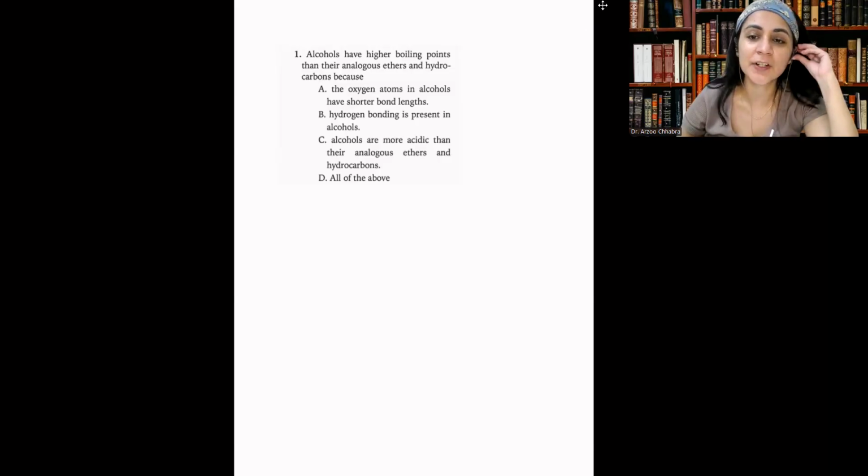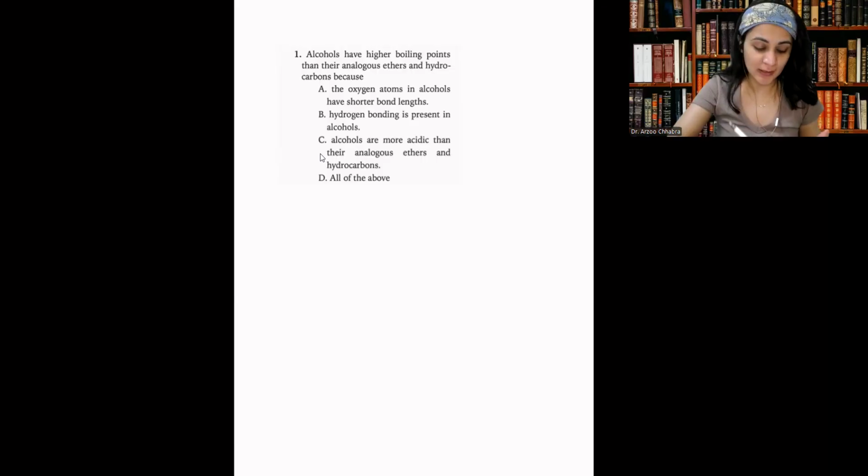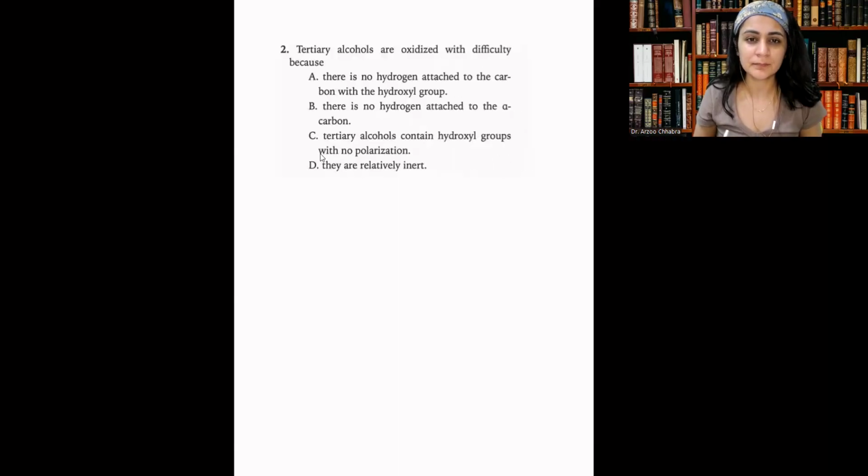All right, so first problem first. Alcohols have higher boiling points than their analogous ethers and hydrocarbons because. So the specific property of alcohols that is not shared by ethers and hydrocarbons is that they form hydrogen bonding. So option B is the correct answer.